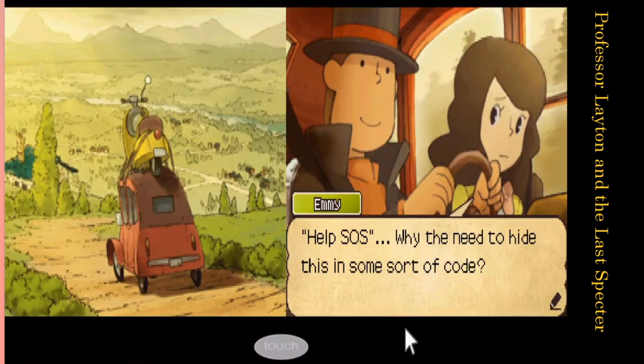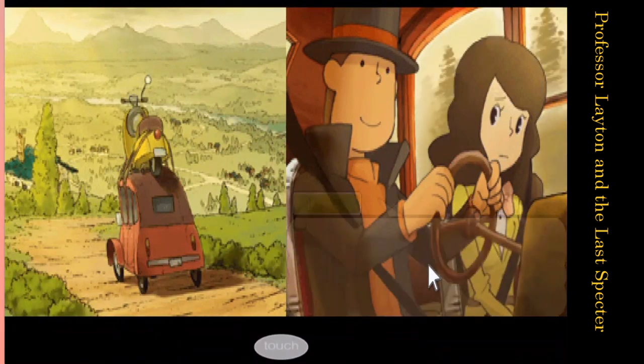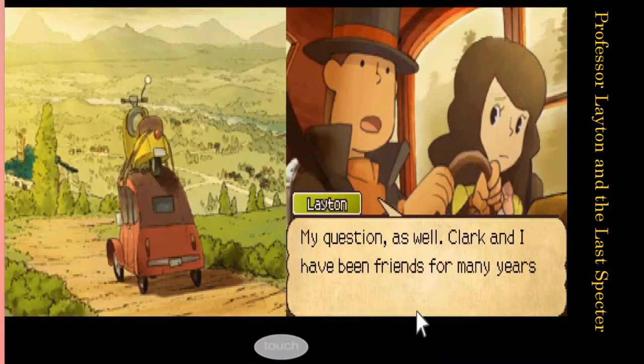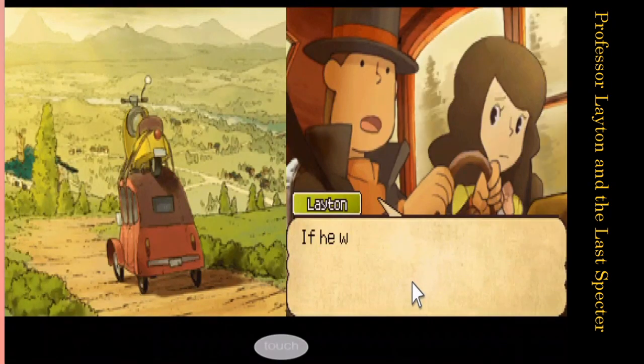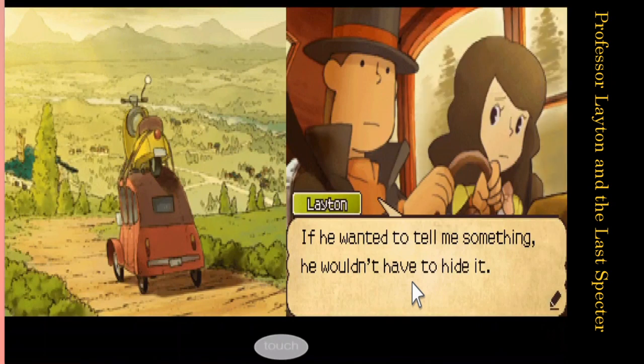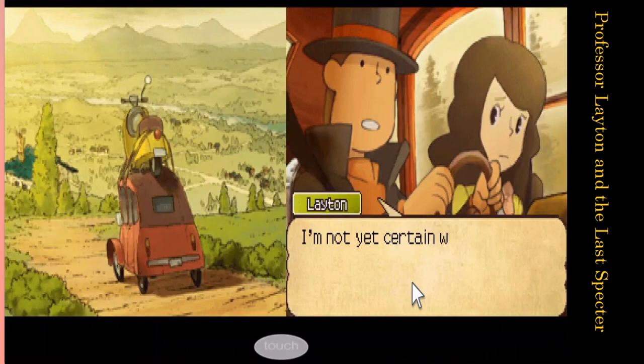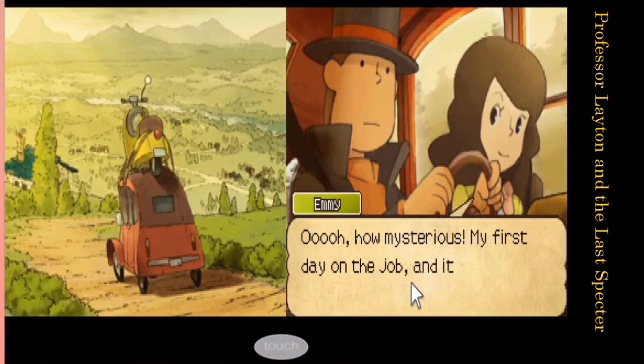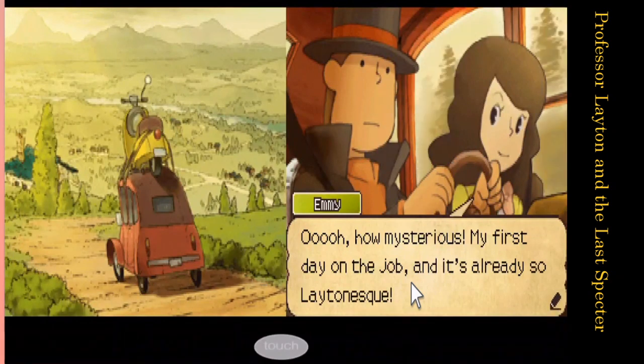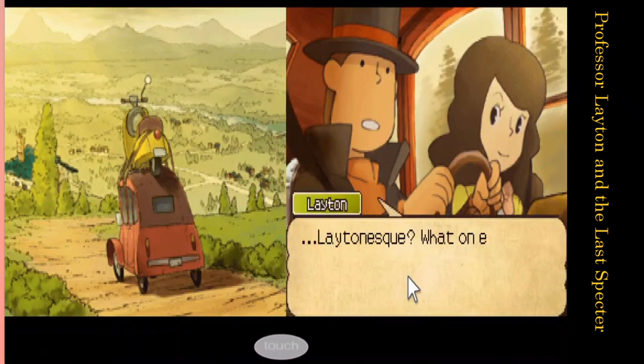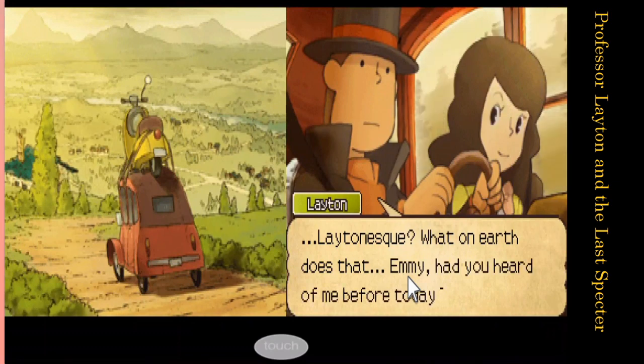Help, SOS. Why the need to hide this in some sort of code? My question as well. Clark and I have been friends for many years. If he wanted to tell me something, he wouldn't have to hide it. I'm not yet certain what this means. Oh, how mysterious. My first day on the job, and it's already so Layton-esque. Layton-esque? What on earth is that?